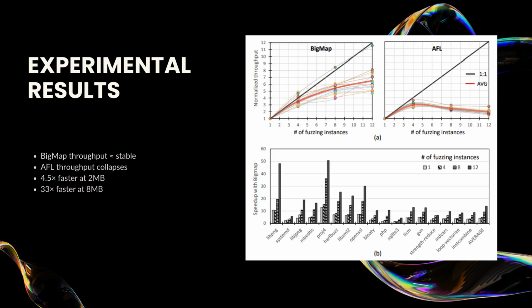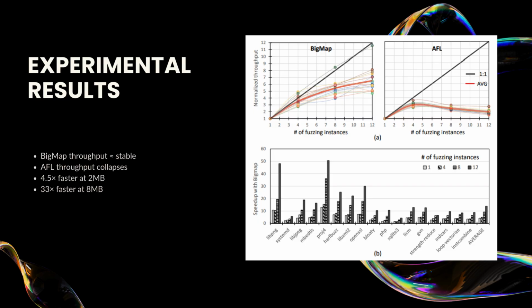First, the authors compared throughput as the bitmap size increases. With a default 64 kilobyte map, both AFL and BigMap perform similarly. However, as the map increases sizes to 256 kilobytes, 2 megabytes, and 8 megabytes, the difference becomes dramatic. AFL's throughput drops sharply as the map grows larger. At 8 megabytes, AFL slows down by more than 30 times compared to its default configuration.